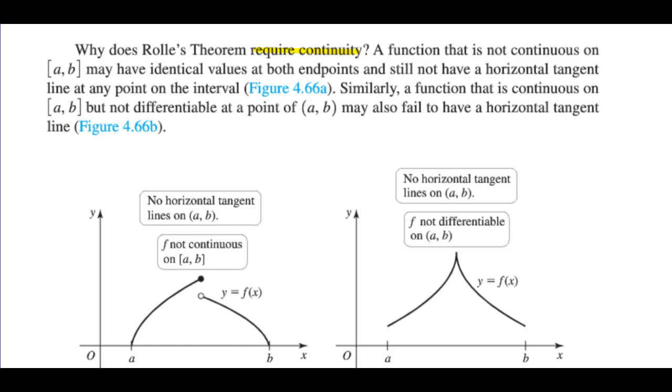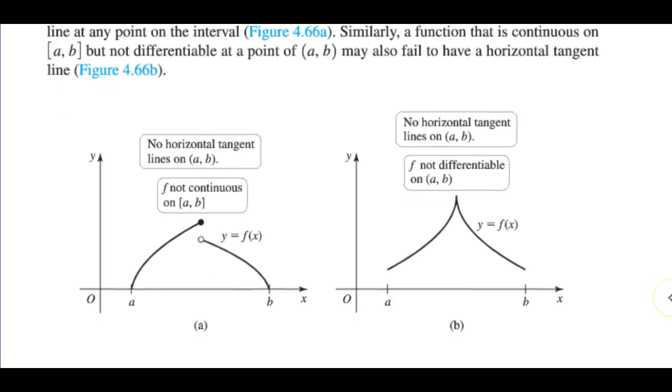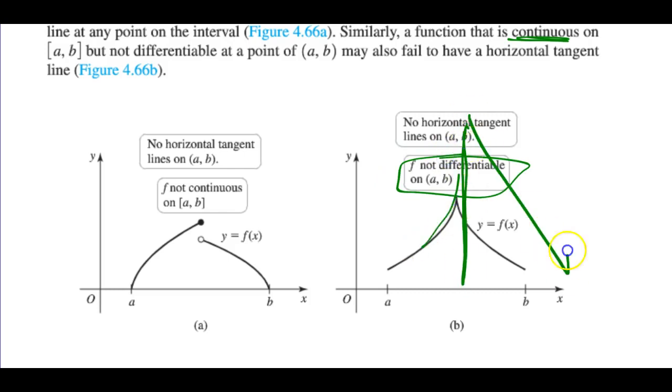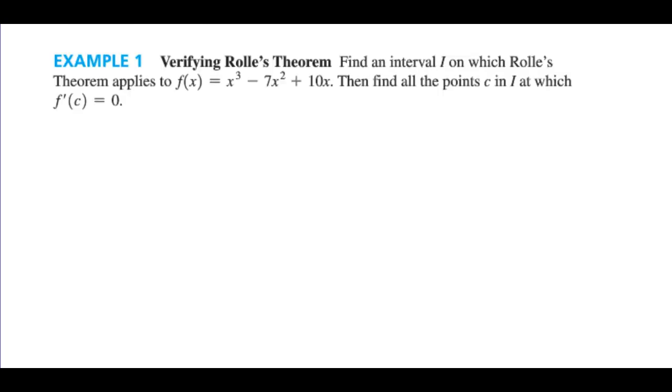But remember, Rolle's theorem only works for continuous functions, and here's a continuous function, but it's not differentiable because the slope here is undefined. It's a vertical line. So as the slope approaches, if you remember, we've got an undefined slope. So it has to be continuous and differentiable at every point.